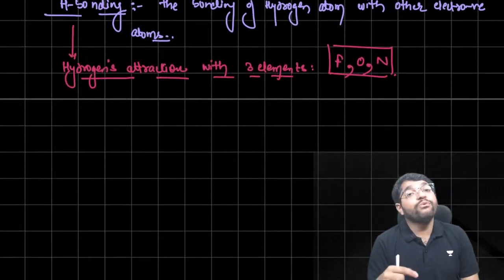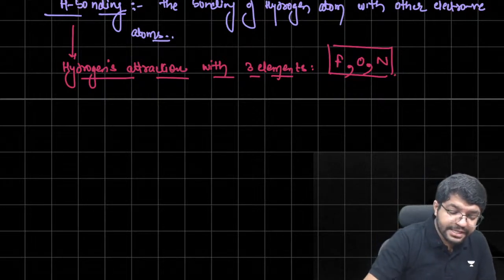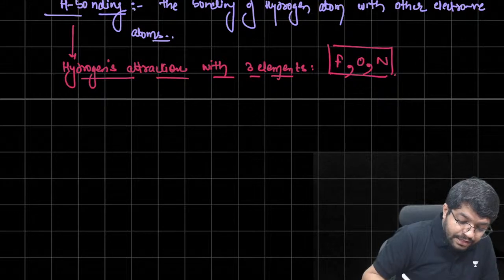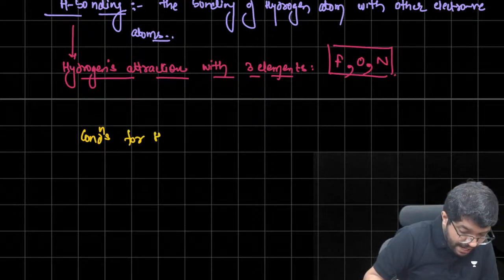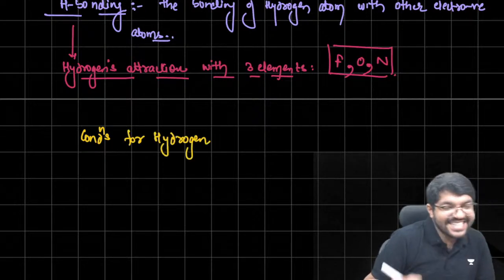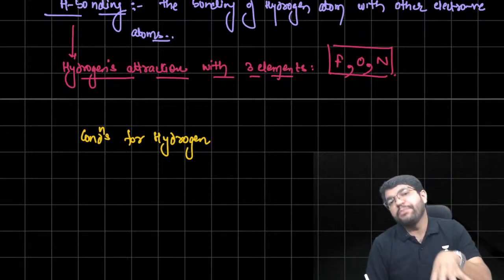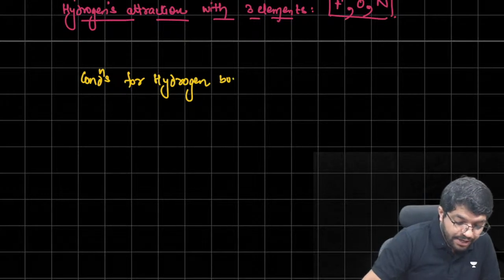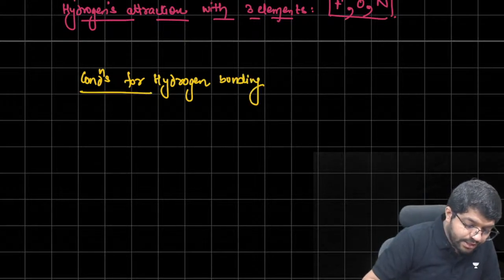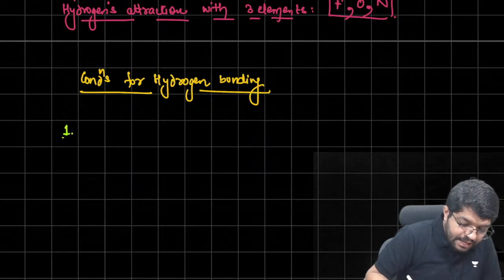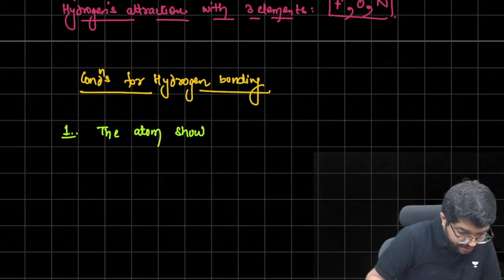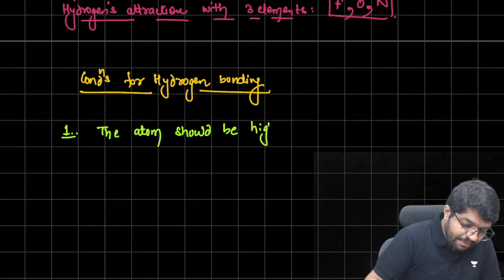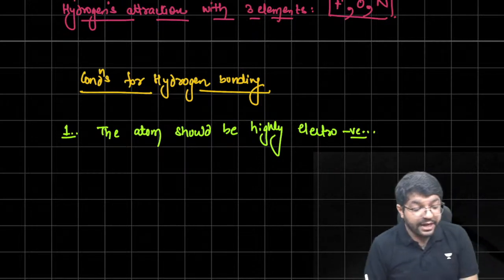Okay, now how does it work? Sir, to form H bonding, the conditions for hydrogen bonding. Although this is also in class 11, since we are talking about alcohols, this is important. There are only two conditions. The first condition says the atom should be highly electronegative. And what is the electronegativity order?